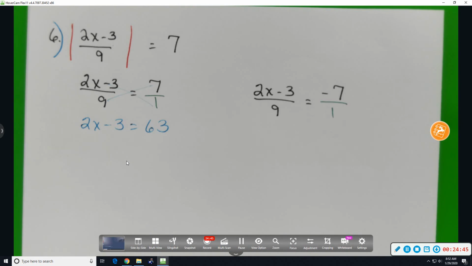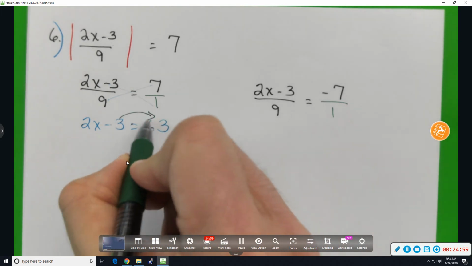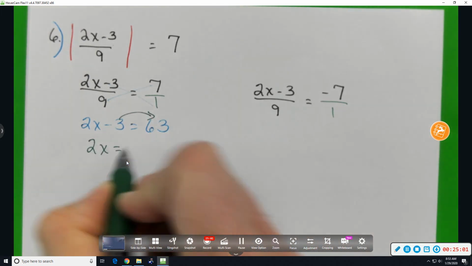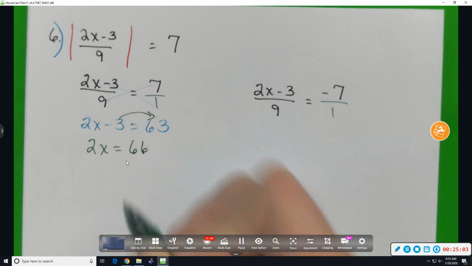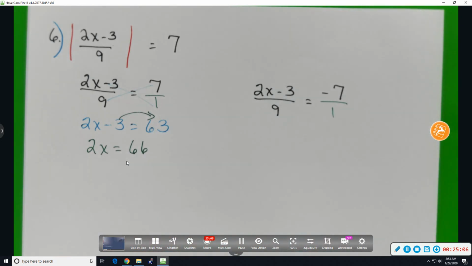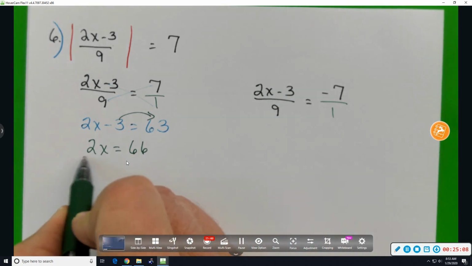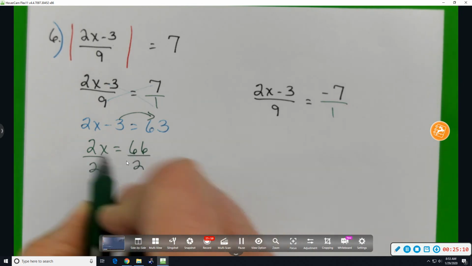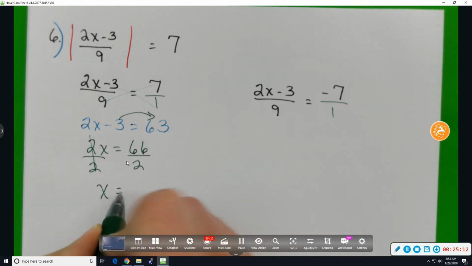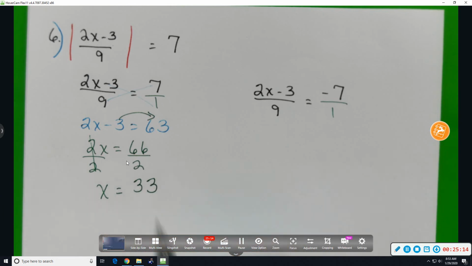So how would I solve it from there? Let's see. Would I move the 3 over and then divide by 2? So let's see. I move the 3. So we have 2x. Is that going to be a 66? 6, and then divide by 2. I seem uncertain. Did I mess up? 33.